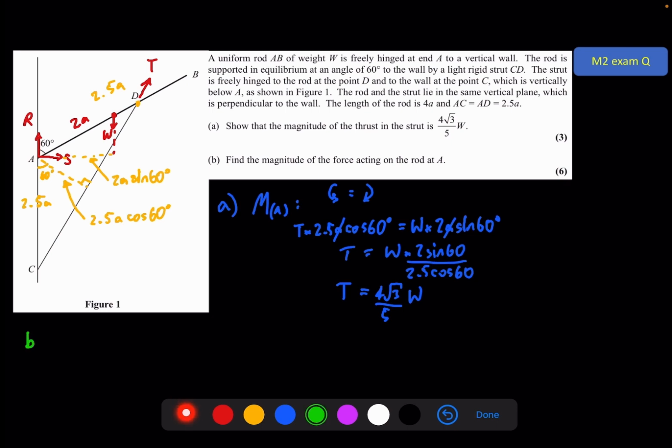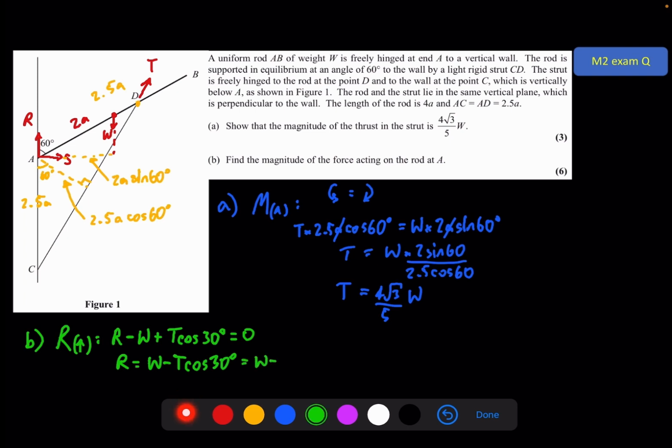So if we follow up with what I've just said there, we're going to resolve vertically, take up as positive. That gives us R minus W plus the component of T, and again a bit of angle manipulation, we can see that this is 30, so this is 30, and with the vertical that would be 60, so this must be 30, so we've got T cosine 30, and that must equal 0, so R must equal W minus T cos 30, and we know T is this, and if I multiply that by cos 30, I get 6 over 5.